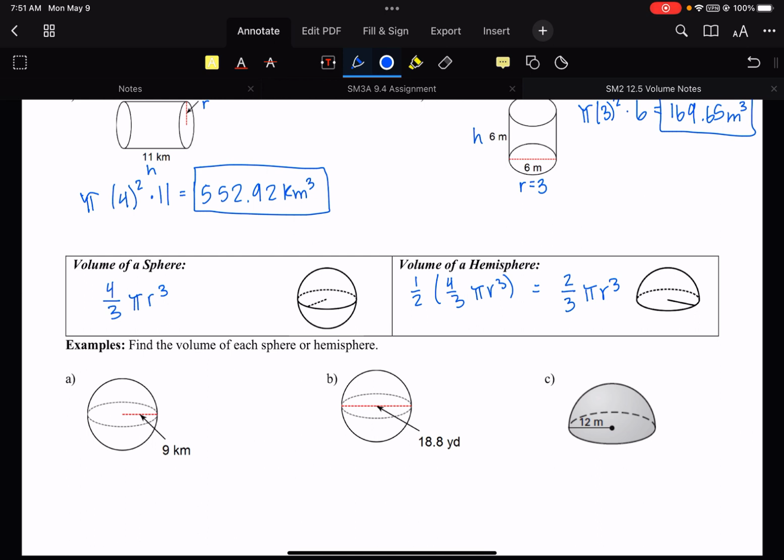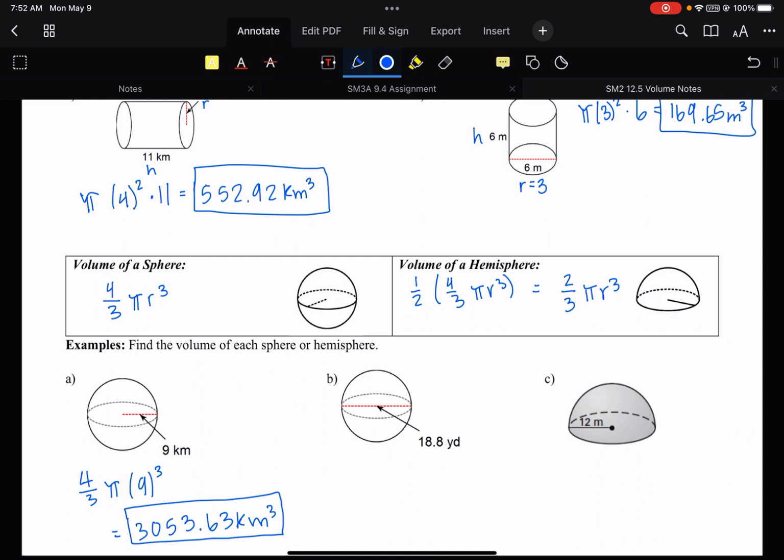So in A, we're finding the volume of the sphere that has a radius of 9, so 4/3 times pi times 9 to the 3rd power. Make sure you write that down, and then you can punch it into your calculator. So 4/3 times pi times 9 to the 3rd power, and we get 3,053.63 cubic kilometers. That is a big sphere.